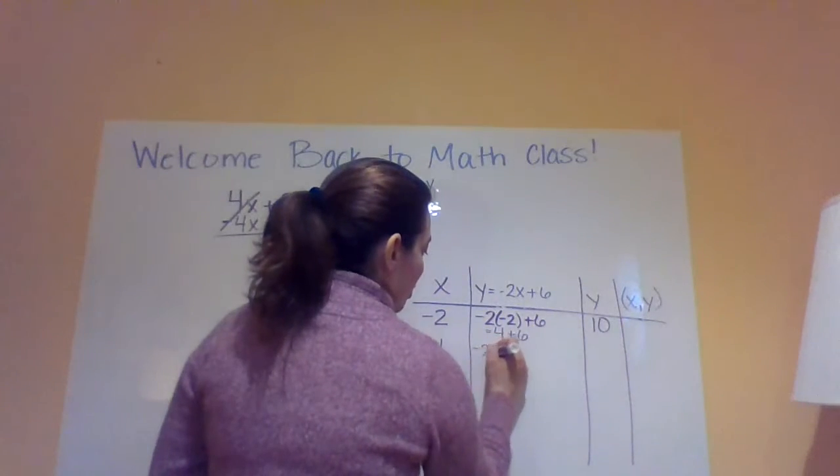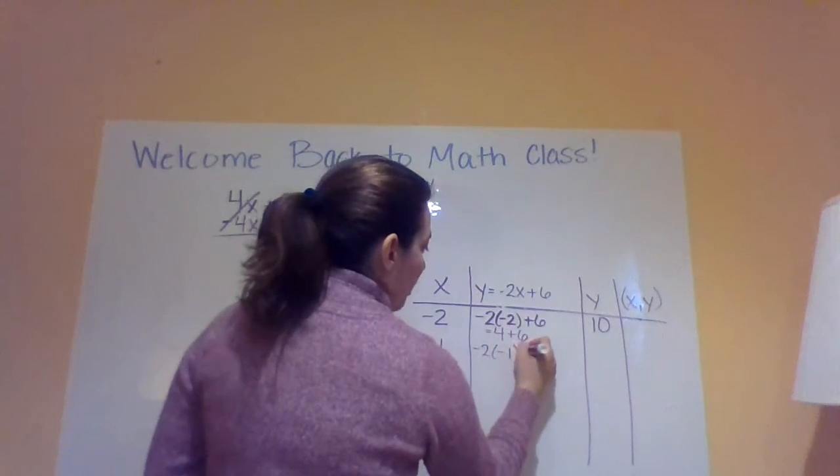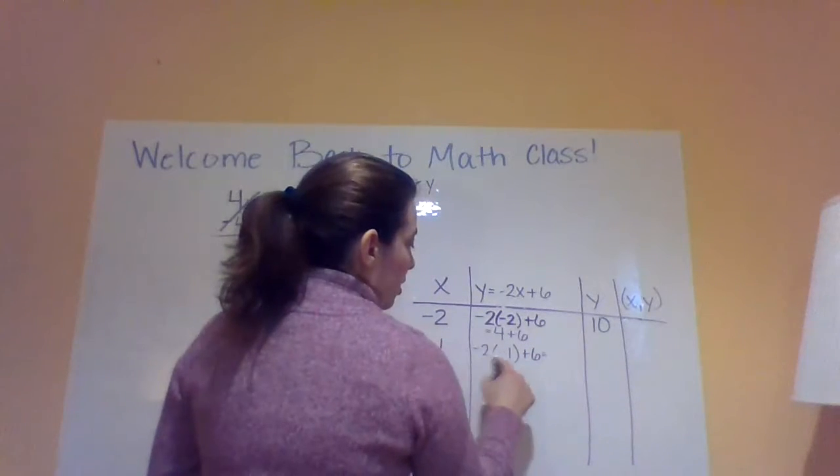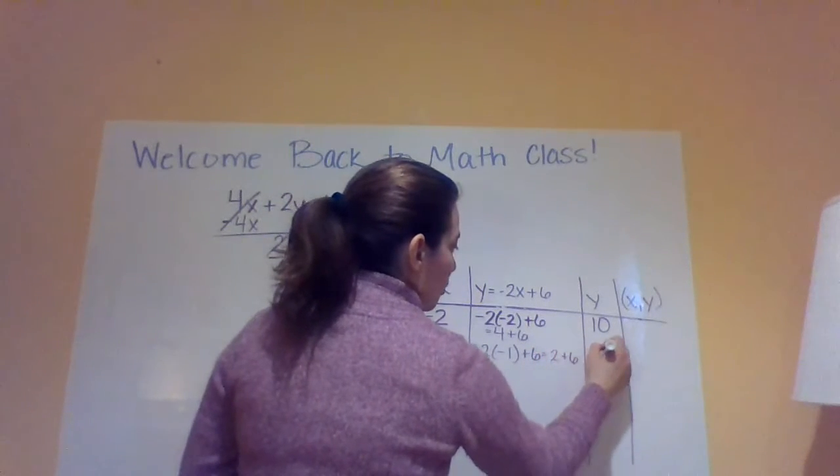Then I do the same thing for negative 1. Plug negative 1 in for x. So this is 2 plus 6. It's going to be 8.